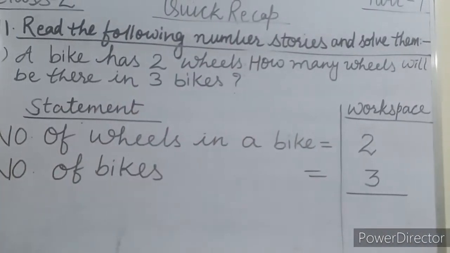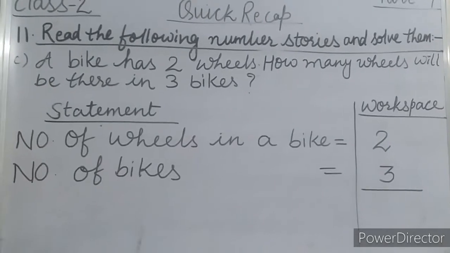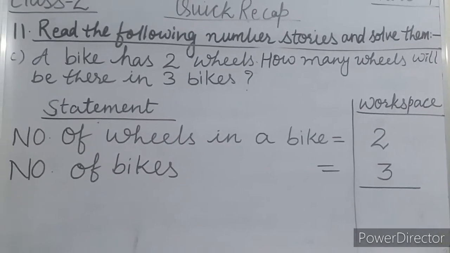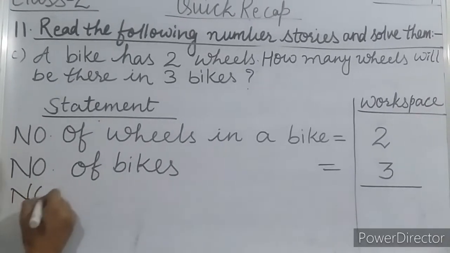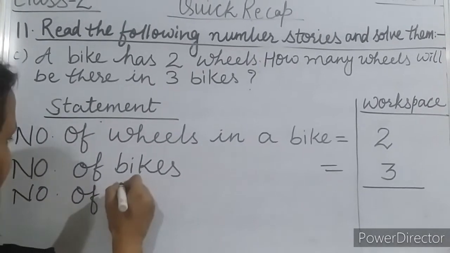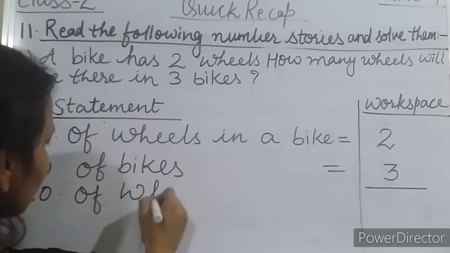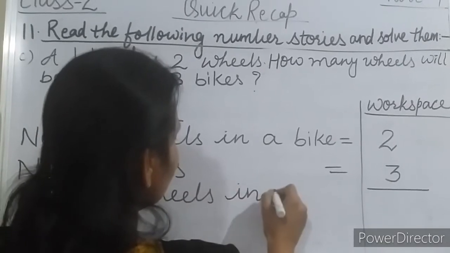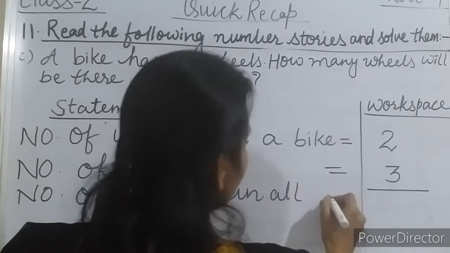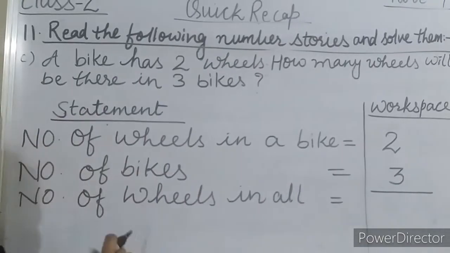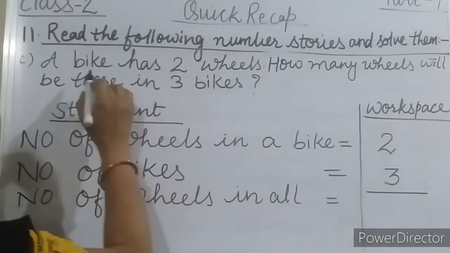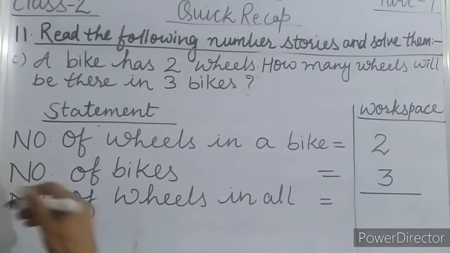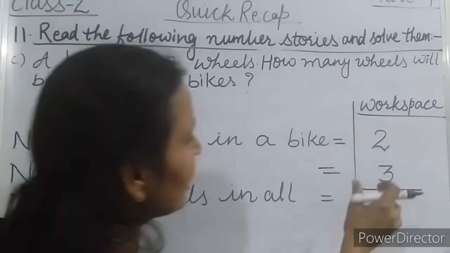So students, what do you have to do? You have to find, right? So what will you write here in the third statement? Number of wheels in all. So what do you have to do? See, it is given here that one bike has 2 wheels. So how many wheels will be there in 3 bikes? So you have to find how many wheels will be there in 3 bikes.